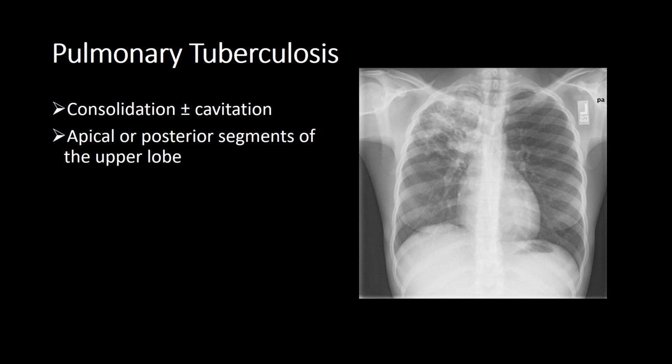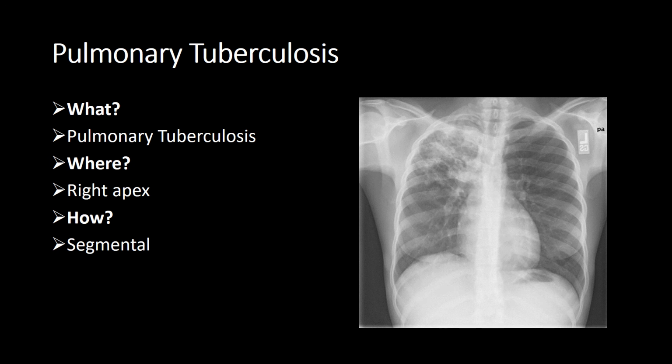So this is a very classic example of pulmonary tuberculosis, and I would like you to focus on just this appearance. So what is it? It's pulmonary tuberculosis. Where? Right apex. How? Segmental.